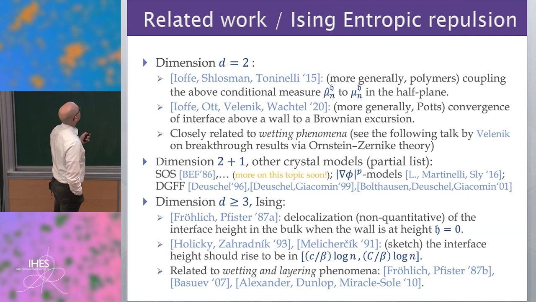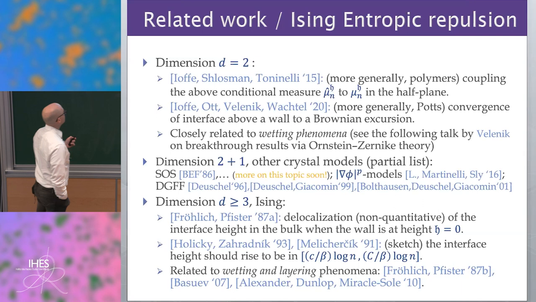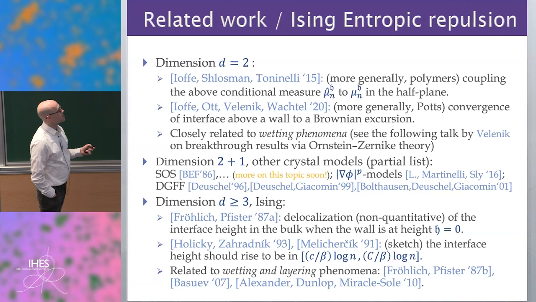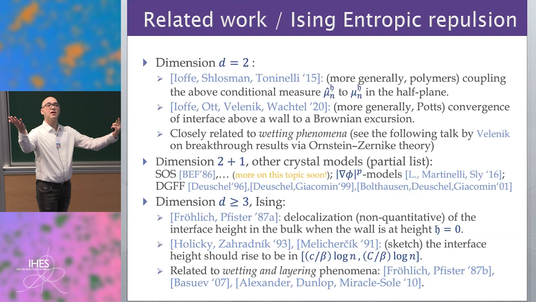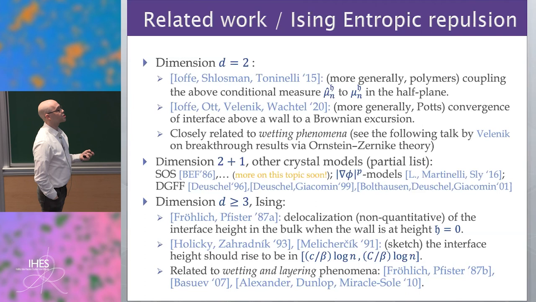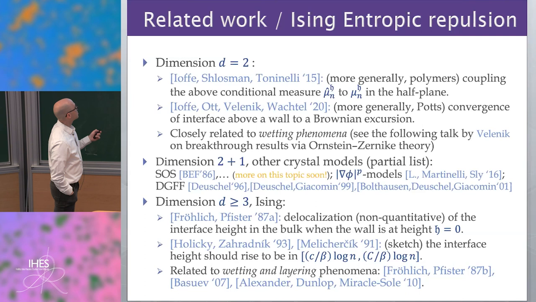We are still far from there, but then there were many results also for Ising. Some of them are in the half space, for instance, showing that there's delocalization: the interface will be propelled to some height that diverges with the side length if you put the wall at height zero. There is this connection that we already mentioned to Jörg's question from yesterday about wetting and layering. This is exactly that.